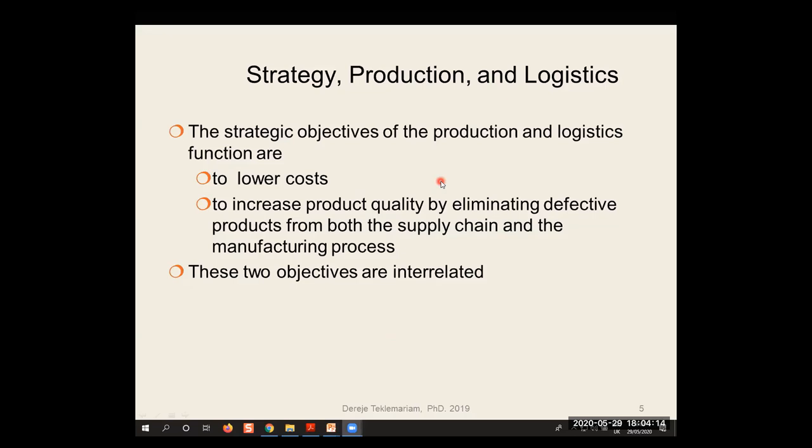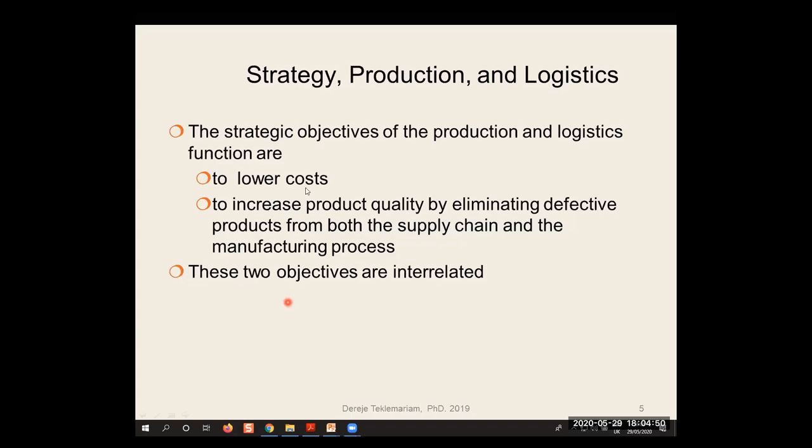So you need to say that: lowering costs and increasing product quality. Quality is really subjective, but in production management, quality is simply fitness for purpose. You can increase the level of fitness of the product, maybe on a timely basis. There are some important five or six dimensions of quality, but this can be increased by eliminating defective products from the supply chain, even during the manufacturing process.